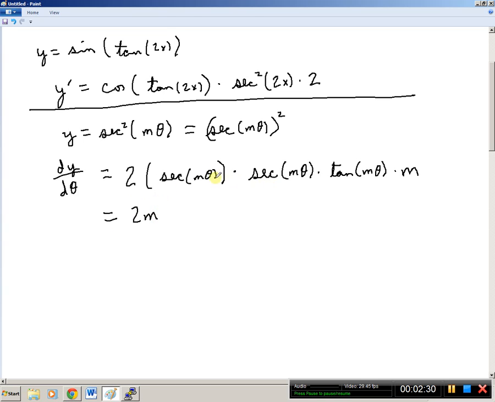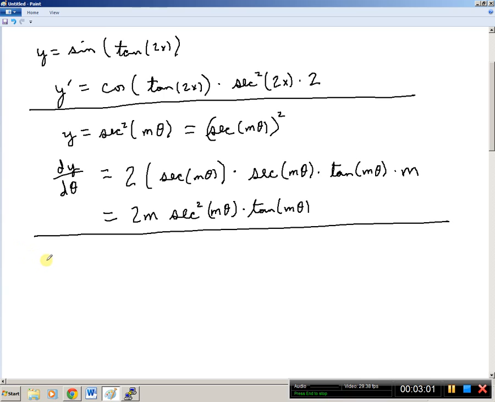That's not bad. But here you got a secant of m theta. Here you got a secant of m theta. So that's going to make secant squared of m theta times tangent of m theta. So if you didn't do this, I might get tempted to take off a point, because this is a simplification that you really should do. Maybe. I mean, you should do it, and maybe I'd take off a point, but certainly not more than that.